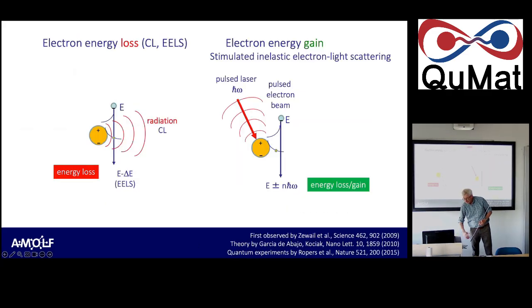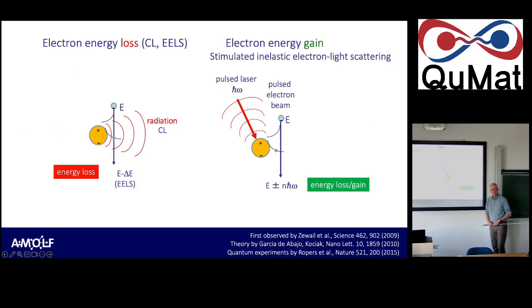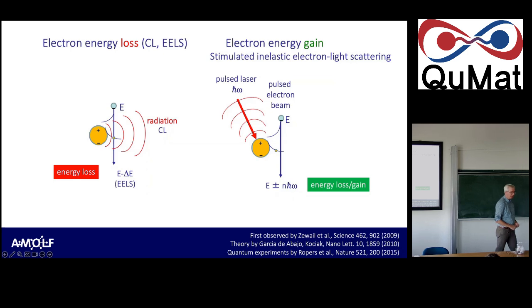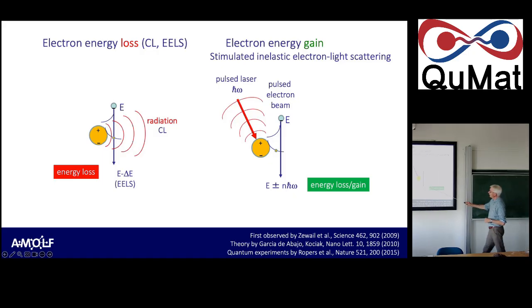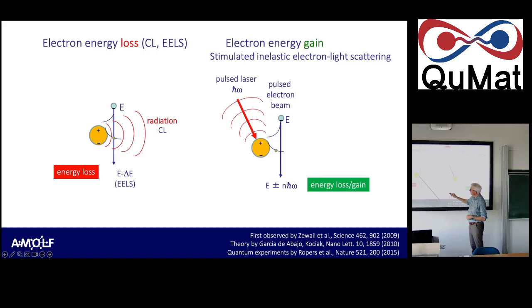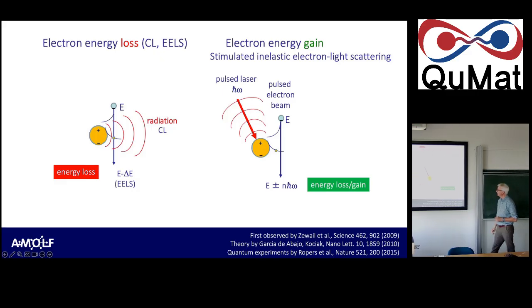So then, in the last part of the talk, I want to talk about electron energy-matter interaction, where you want to have energy gain, not just energy loss. So far, we talked about energy loss, where the electron excites some resonance here, so you have an energy loss in your measurement, and part of the radiation comes out, and you have a CL cathodoluminescence spectrum.